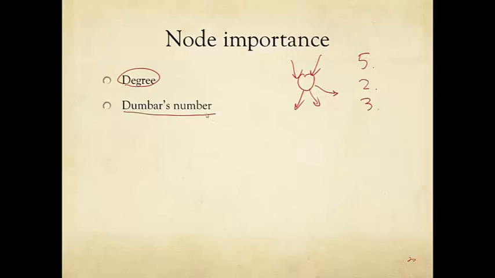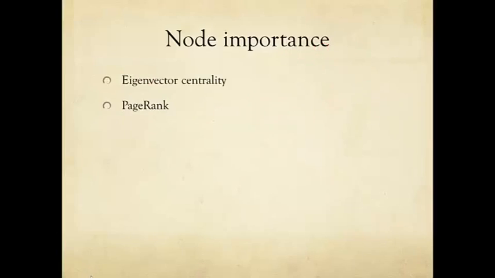Dunbar's number is used by sociologists as an estimate of the largest number of friends in a social network an average person can keep, usually quoted at around 150. But we also know that degree can be a misleading number to quantify node importance. For example, we may want to say that more important nodes pointing to you make you more important. And that is exactly what we did in lecture 3 with Google's ranking of web pages.